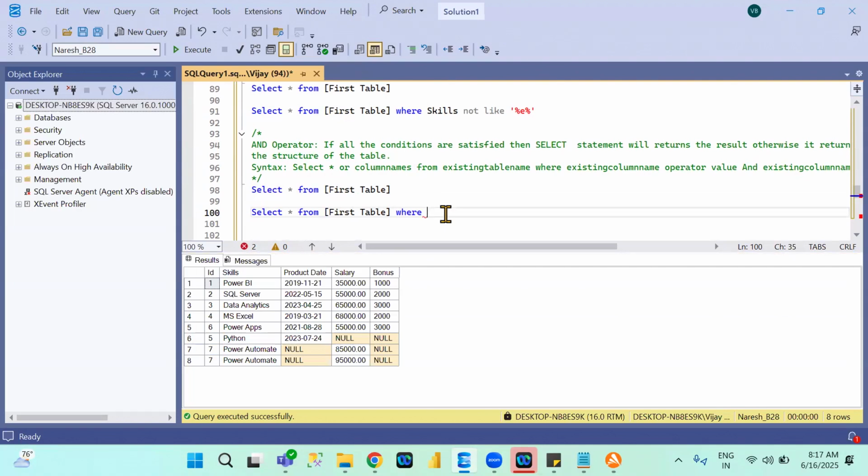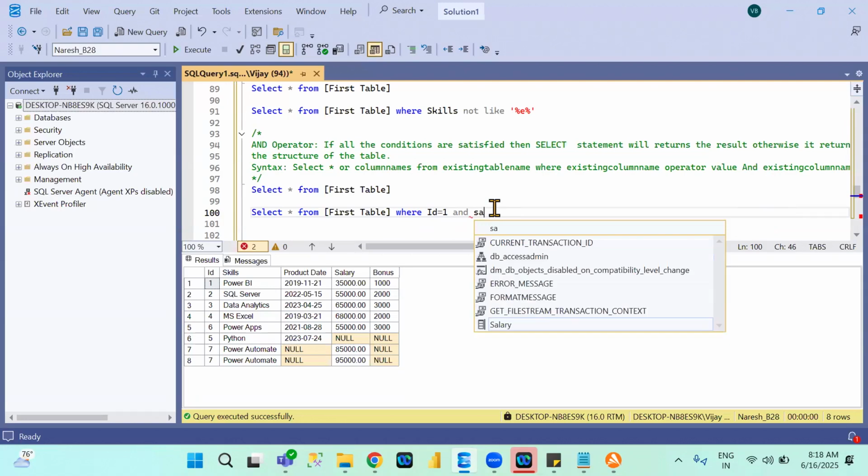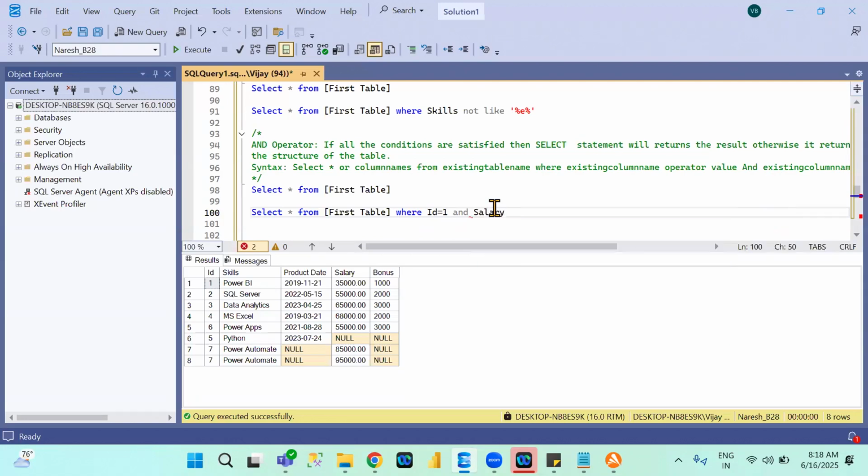See here. I'm giving an example: where ID is equal to 1. And what is that? AND operator. After that, another condition also you can give. Condition means column name, operator, value. I'm writing this one, right? Other related also. Salary is equal to 35. Understand clearly or not? Is that clear or not?